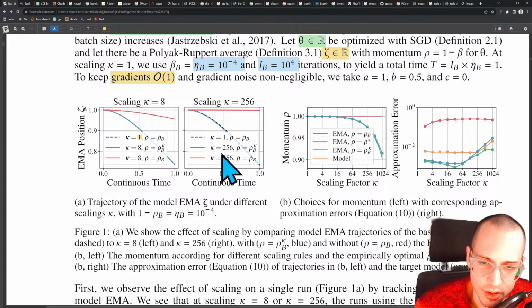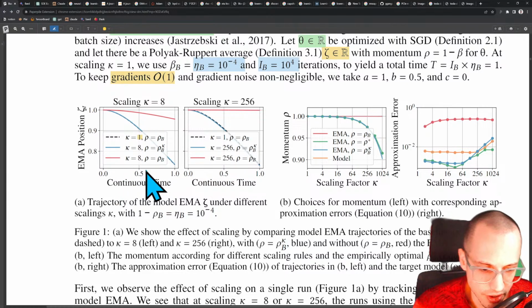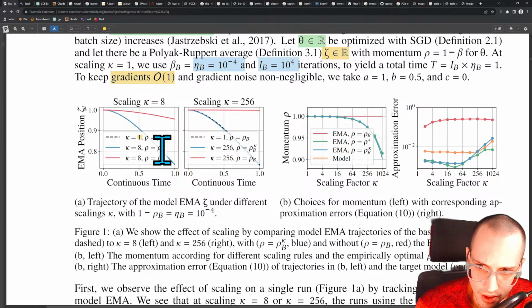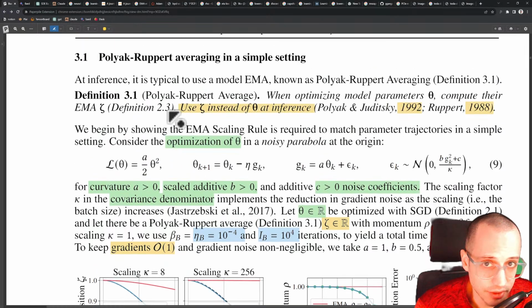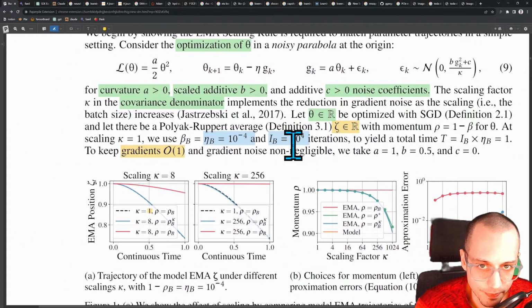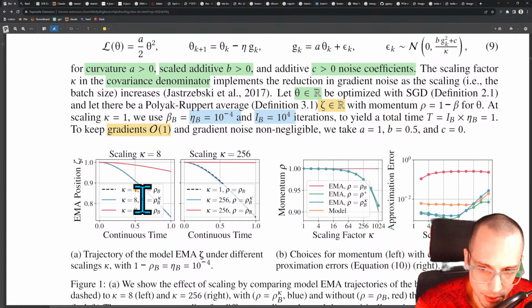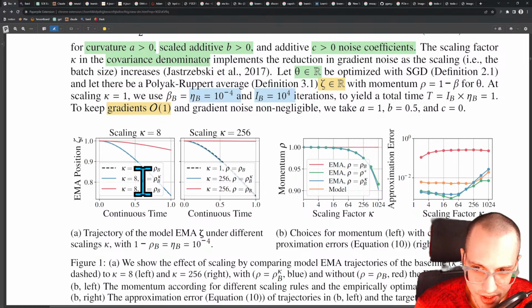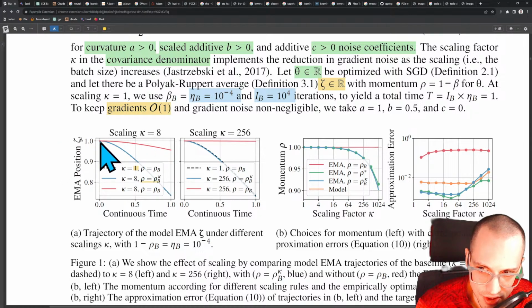Okay, I think I know what they're showing here. What they're trying to show you here is that they're trying to justify their scaling law, right? Their scaling law for the momentum, rho, was that the momentum should be equal to the momentum to the kth power, right? So this is the scaling law they were trying to show. If you plug in k equals 1, you get this black dashed line, which is this line here that goes down, right? It goes down to here.